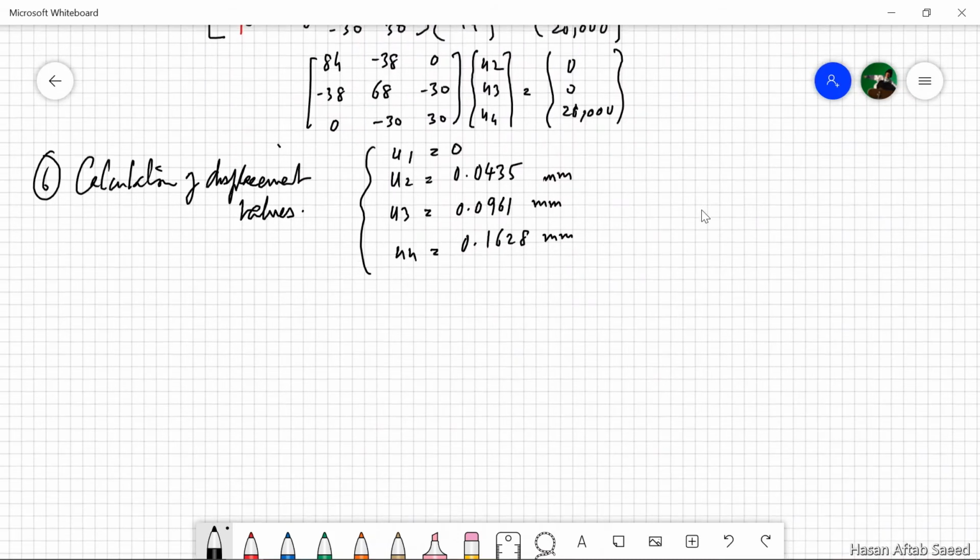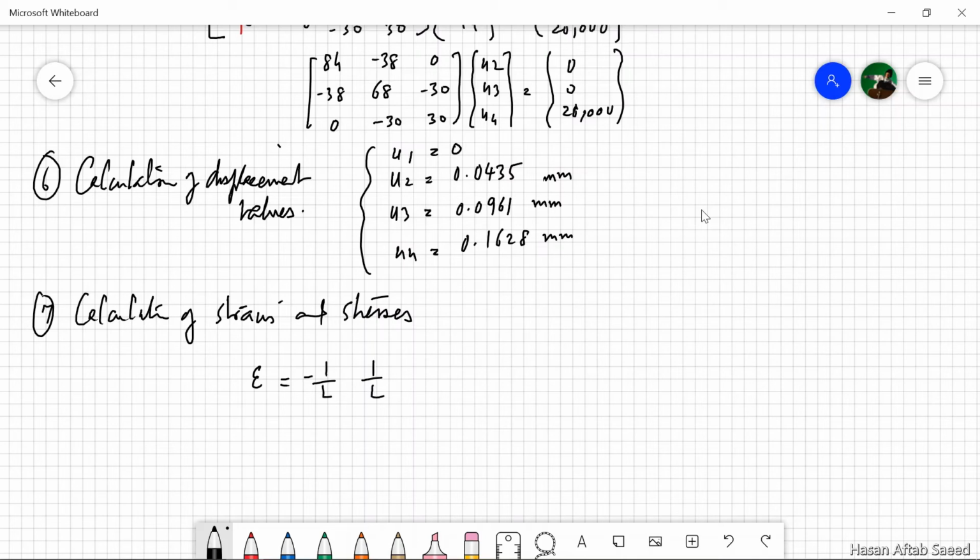Now we move on to our 7th and final step, calculation of strains and stresses. Now recall the B matrix. What was the B matrix? B matrix was the matrix that linked for an element the nodal displacement values ui, uj with the strain values.